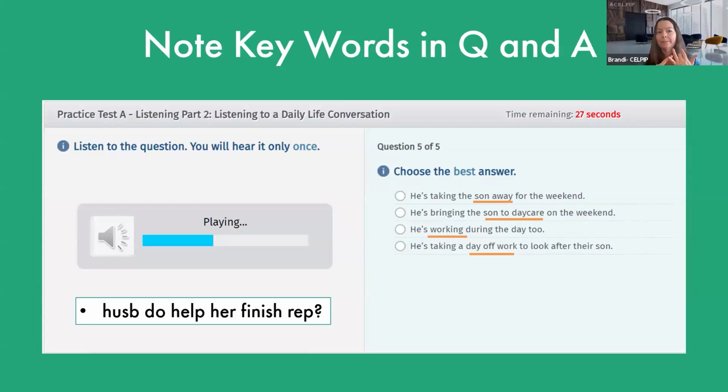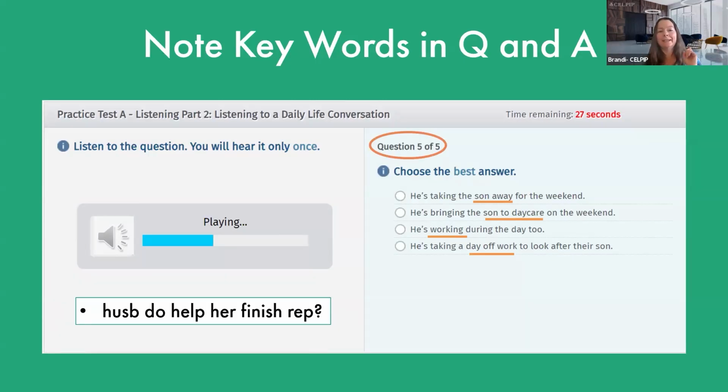So we're trying to figure out what the husband is doing to help this woman finish those reports. The first choice talks about taking the son away. The second choice is taking the son to daycare. The third choice is the husband's working. The fourth choice is that the husband's taking a day off work. So C and D are opposites, right? They can't both be true. So recognizing the keywords is so important and so helpful from a time management strategy.